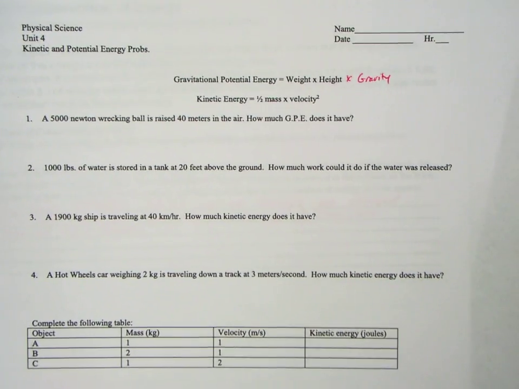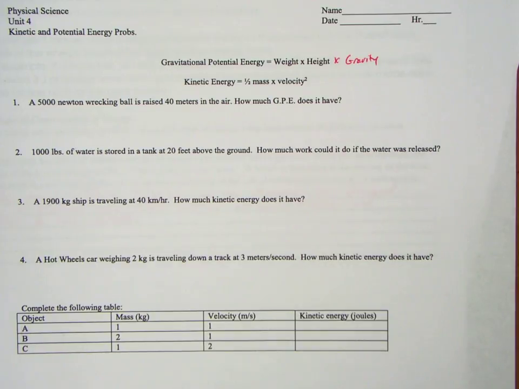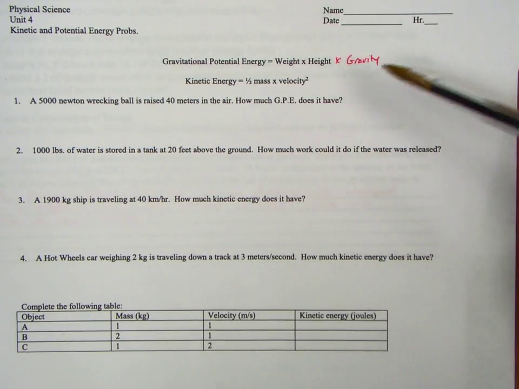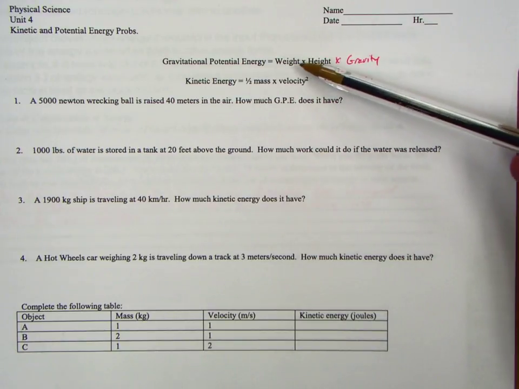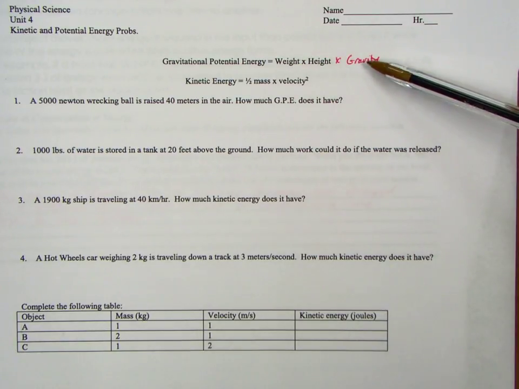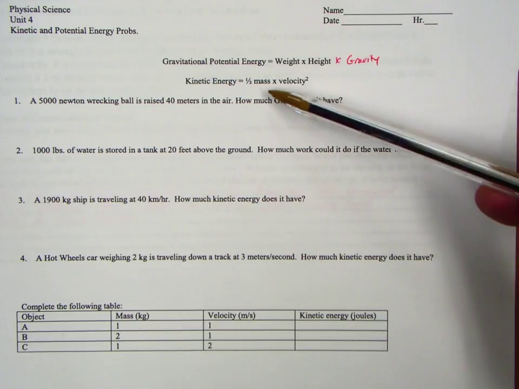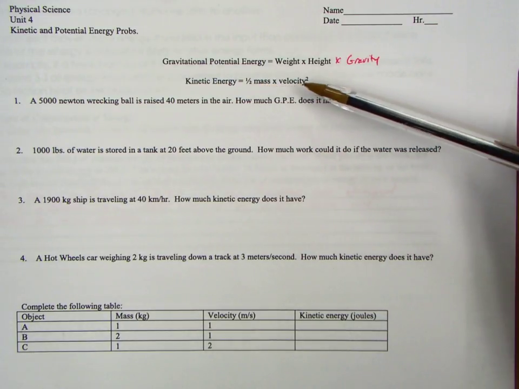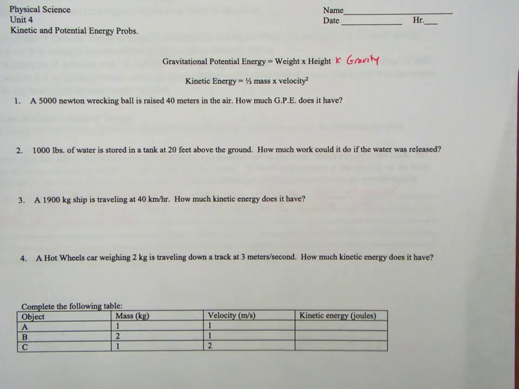Okay, so for the assignment that deals with gravitational potential energy and kinetic energy, we're going to use the formula for gravitational potential energy: weight times height times gravity. And so I want to add that to our formula there at the top. Also, kinetic energy, 1/2 mass times velocity squared. Let's start with the first one.